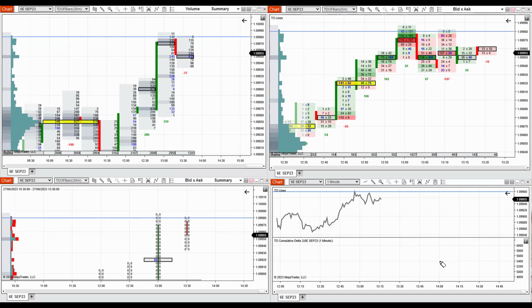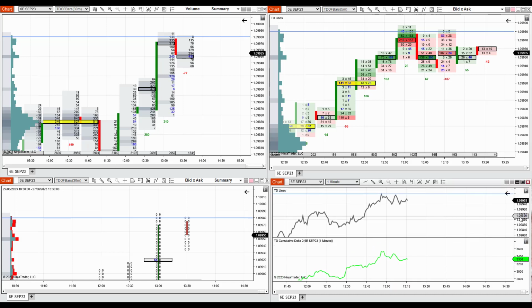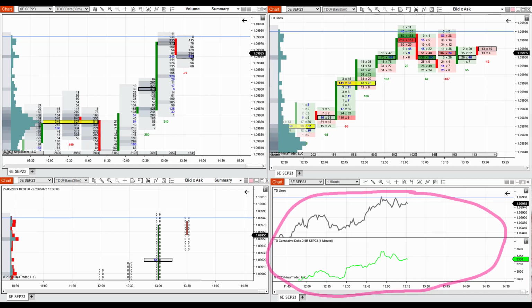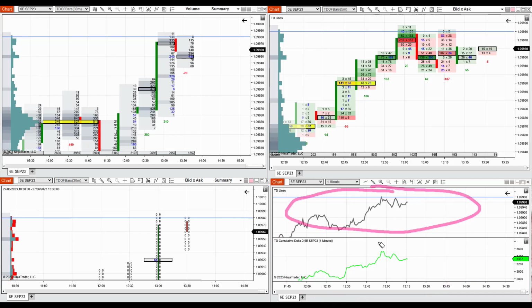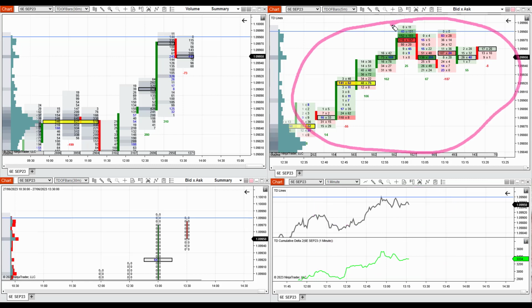And the last chart, this one, this is cumulative delta. The top of that chart is a 1-minute price chart, and below it is a 1-minute cumulative delta, and I'm looking for divergences here between the price chart and the delta chart. Right now there are not really any significant divergences there, and now I'm mostly interested in this chart which shows bid and ask on the 5-minute chart.